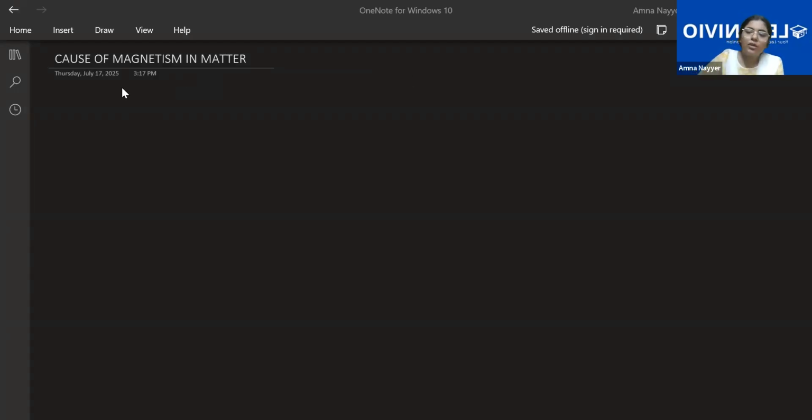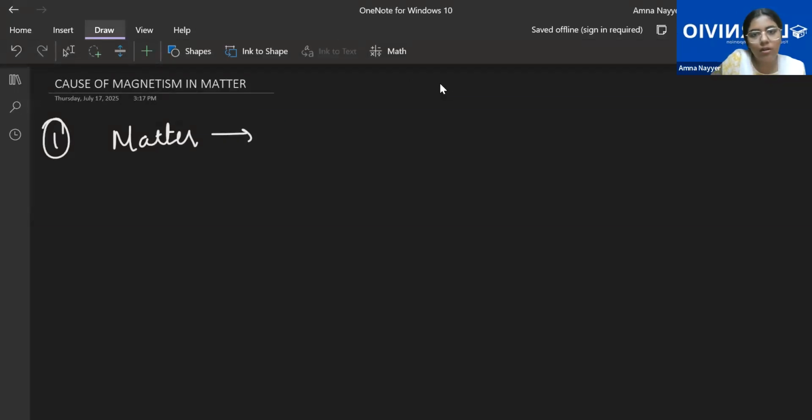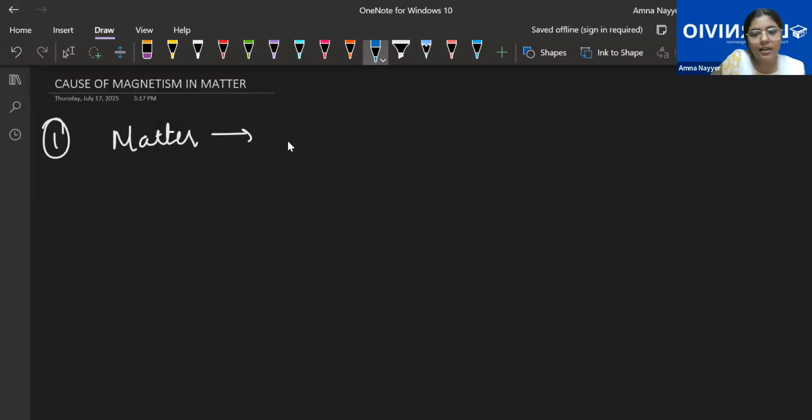Only when you understand this will you be able to understand the different concepts about intensity of magnetization. You have susceptibility, lots of things are there. When that is finally done, we'll move on to the substances, and in the last, I'll do earth magnetism. See, first, when you have matter, we know that all matter is made up of atoms. Yes, matter is made up of atoms.